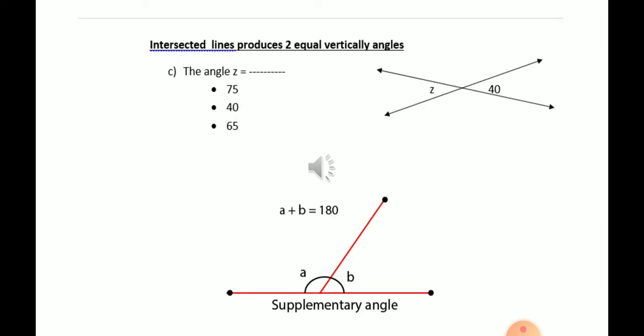Intersected lines. Intersected lines produce two equal vertical angles. The angle Z equals here, the opposite one equals 40, so Z will be 40 degrees.